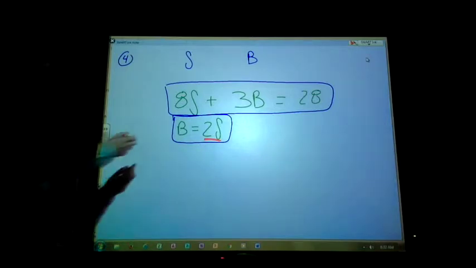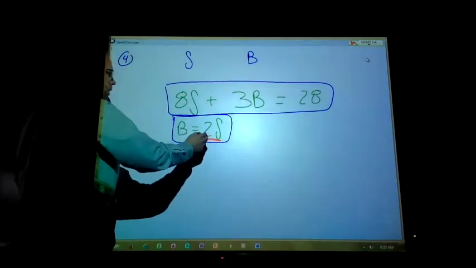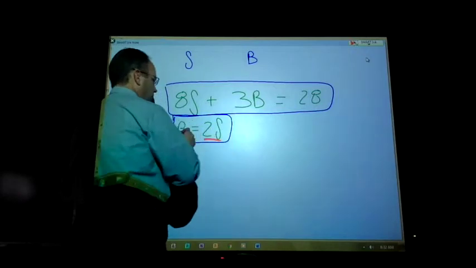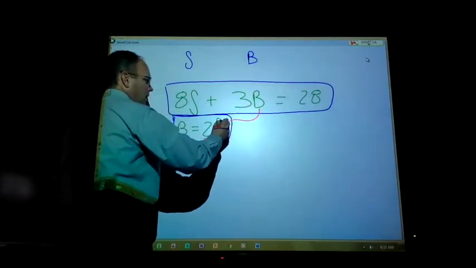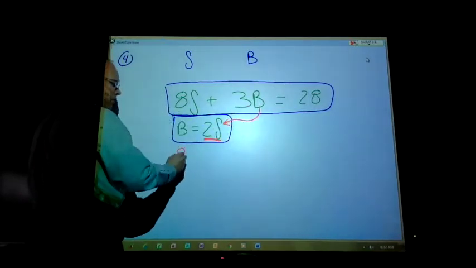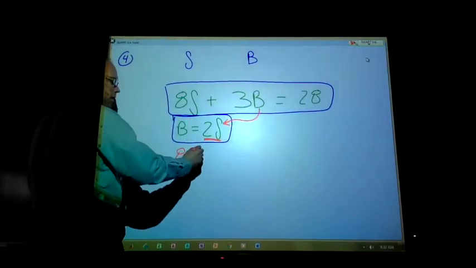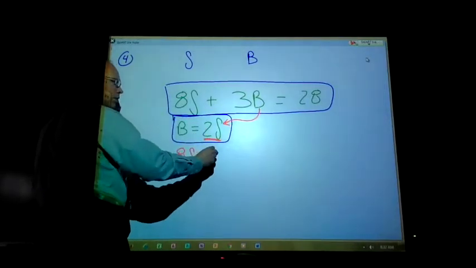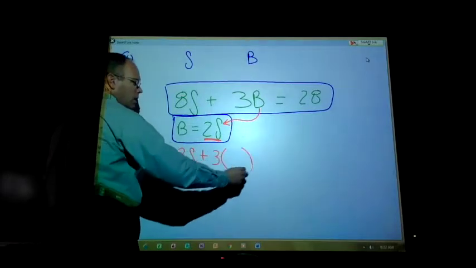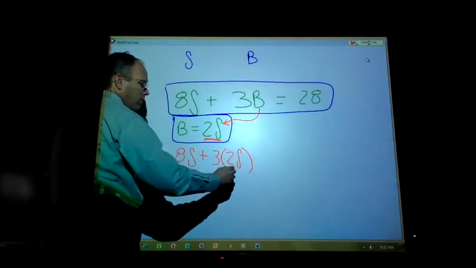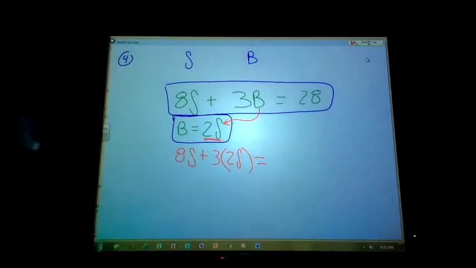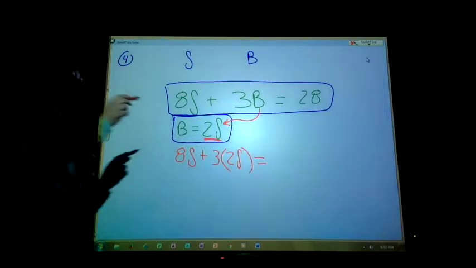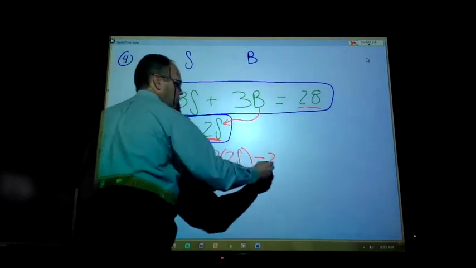Yeah. I know that b is equal to 2s, so I'm going to plug that in. So I have 8s, because nothing happens here, plus 3 times 2s. This will all be multiplied, and that now is going to have to equal what? It's our top equation, 28. We still know this. We didn't substitute it for that.